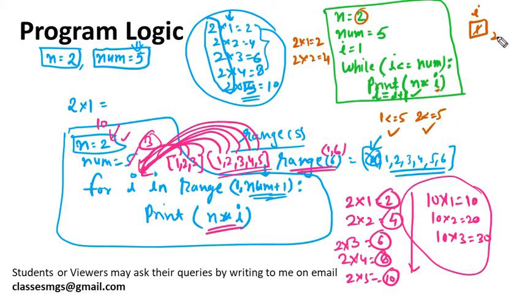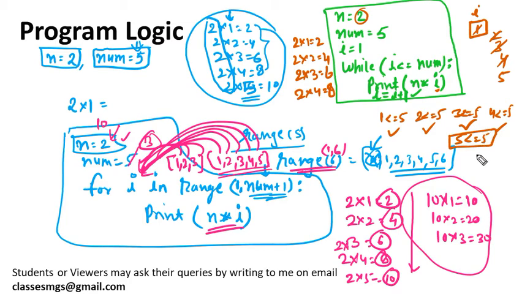Next time i will increment again, it will become 3. 3 is less than equals to 5, condition again true, this line will execute, 2 into 3, that will print 6. Next time i will increment to 4. 4 is less than equals to 5, condition again true, so this time 2 into 4 will be multiplied and 8 will be printed. Next time i will increment to 5. 5 is less than equals to 5, so condition is true. Next time 2 star 5 will be printed, that will be 10. Next time i will become 6. 6 is less than equals to 5, condition false, loop will terminate.